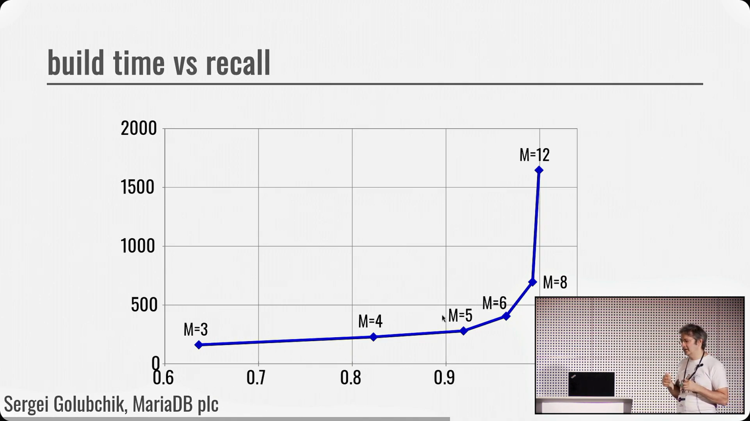What you can see here, as M is increasing, recall increases, but the build time increases as well. Up to M equals 8, the build time is increasing a little, and the recall increases significantly. And then there's a point of diminishing returns. You get a huge increase in the build time for a little bit better recall.